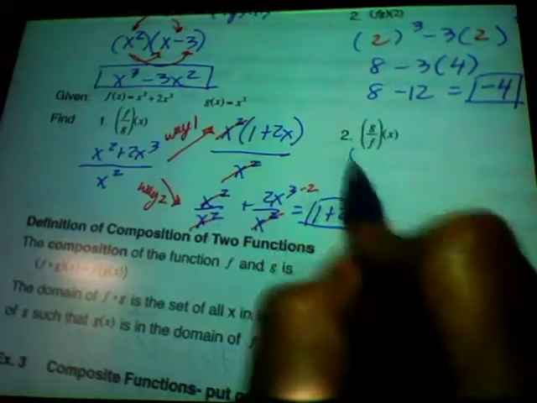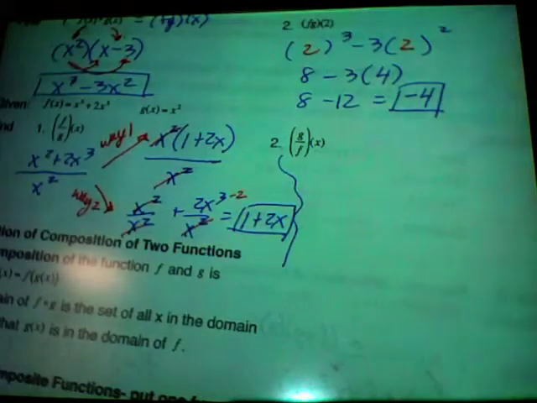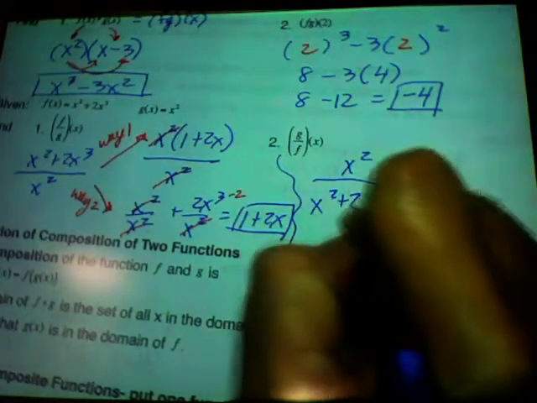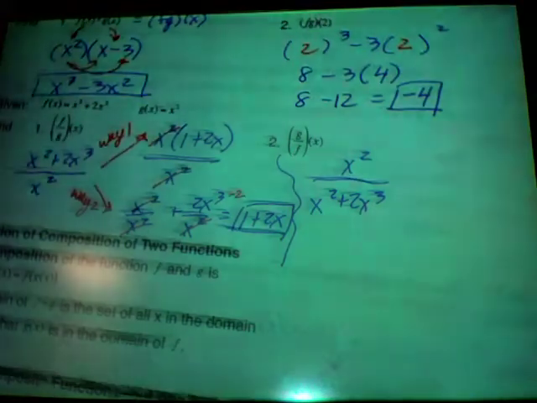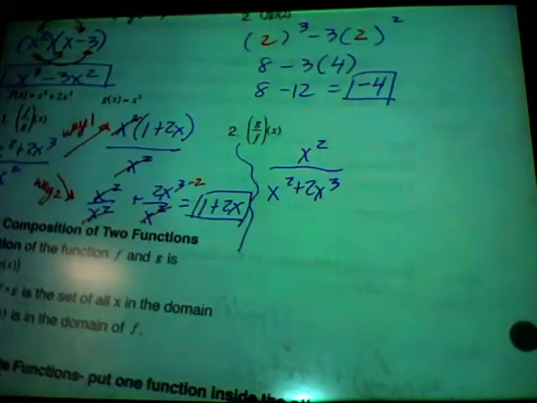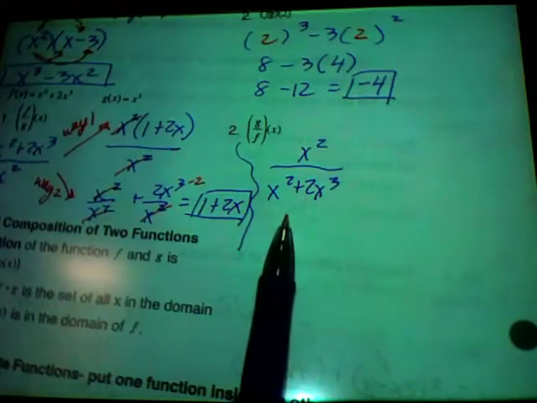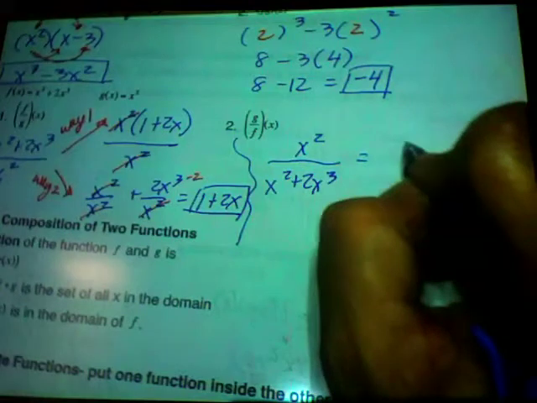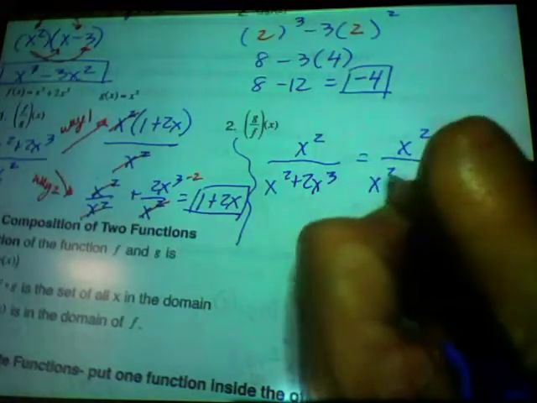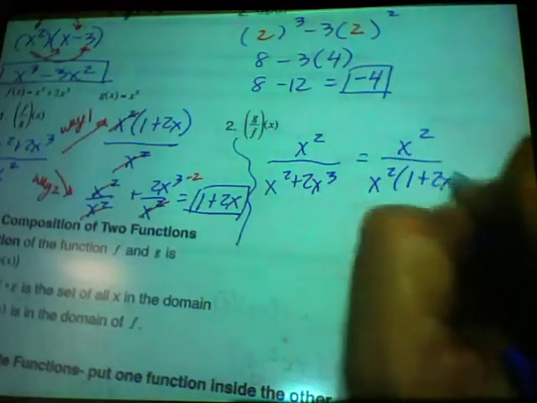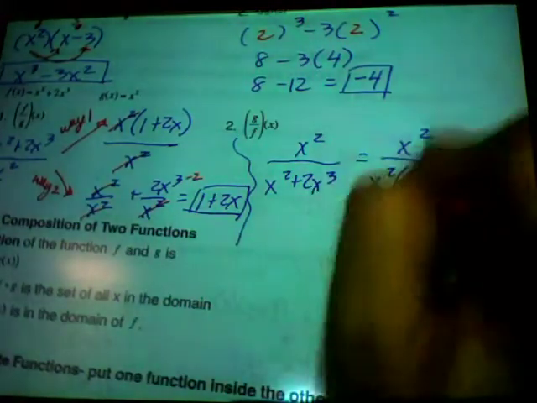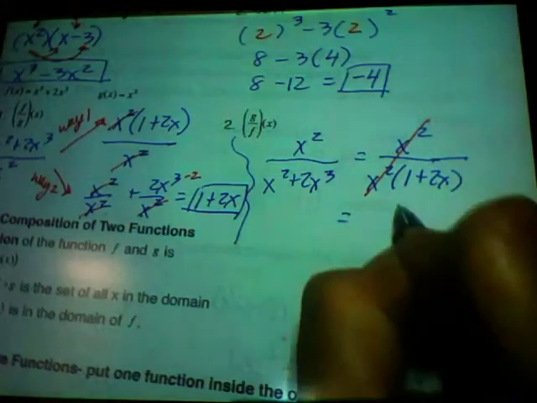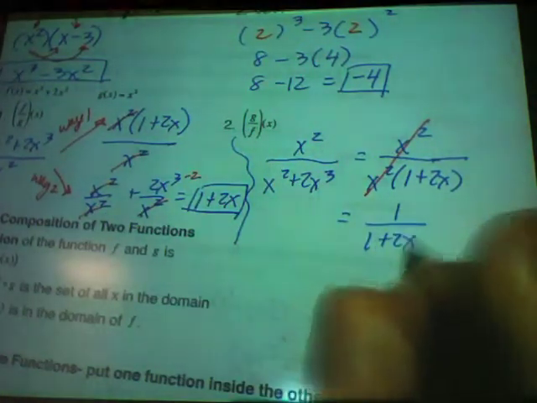All right, then do number 2. Now you switch it around. Put g up top and x squared plus 2x cubed on the bottom. Can you do it both ways for this one? No. You have to factor with this one because there's only one term in the numerator. Everything cancels in the numerator. What do you have in the numerator? 1 over 1 plus 2x.